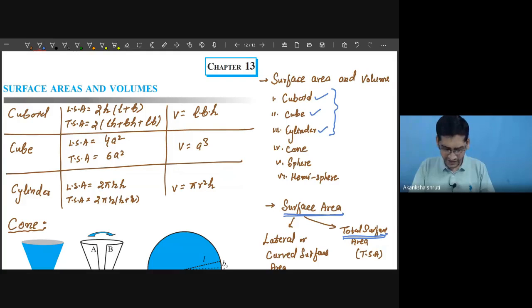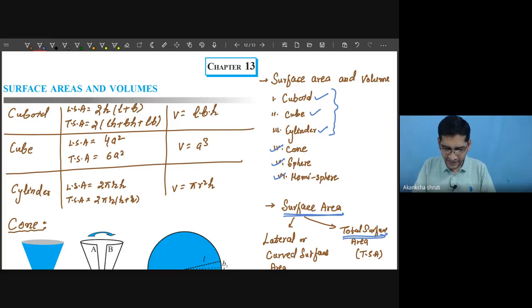Good evening, students. Today we are going to learn about the cone, sphere, and hemisphere. We will learn how to calculate the lateral surface area, total surface area, and volume of the cone, sphere, and hemisphere.